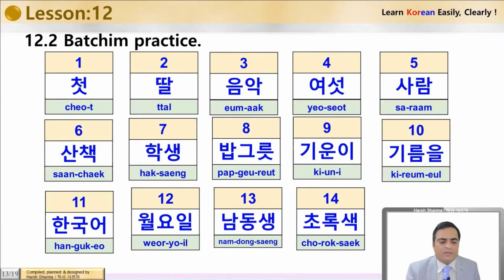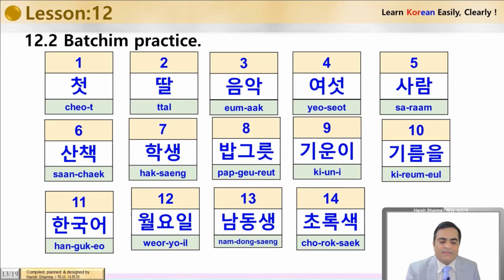First word, Pachim is sa. It will be pronounced as chot. The rule will be applied. Number two, tal. The rule will be applied. But la is not in the sound change rule, but still we have to pronounce la only here. There is no change in the la. Number three is uma. See number four. After the Pachim, there is nothing. The rule will be applied. Yosot. Number five. You know ma, there is no change. Saram.